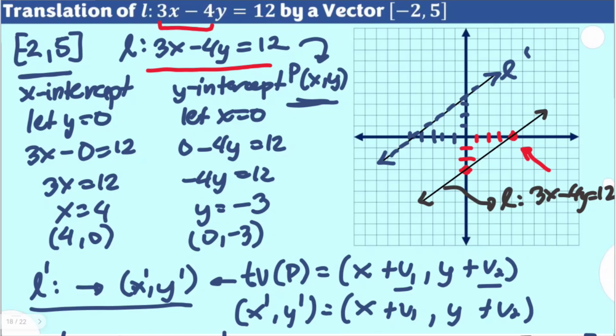So let me erase the line that I have drawn earlier. Sorry for that. So assuming that my broken lines are actually straight, that's the translation for every point in this line L. Okay? So we'll have more examples of this as we move forward in this topic.